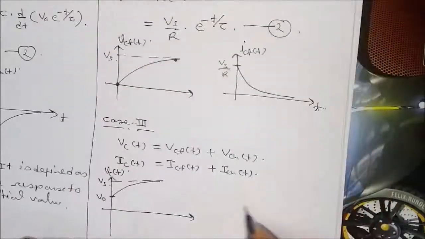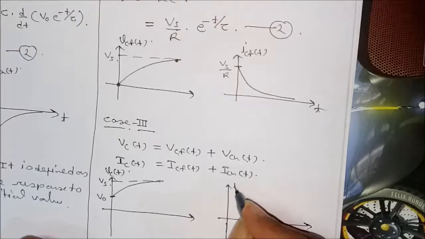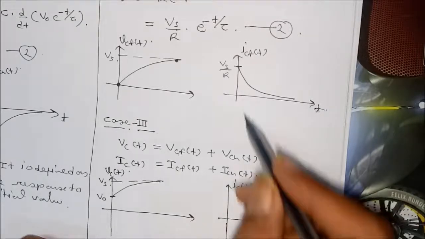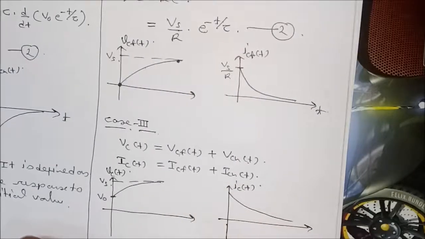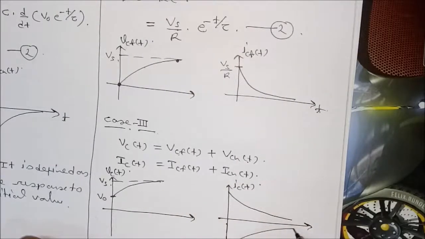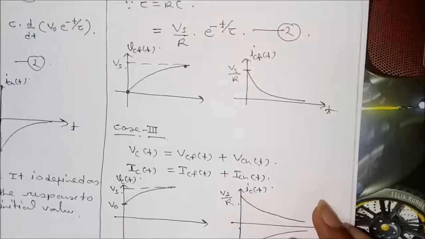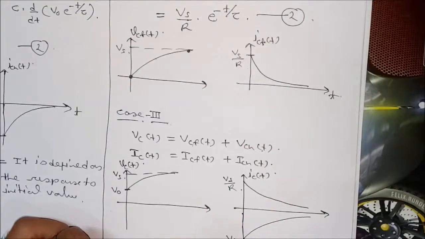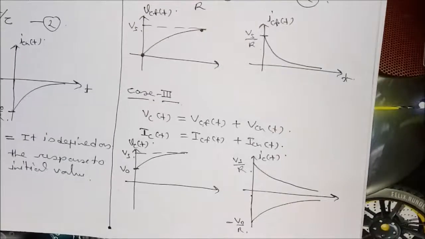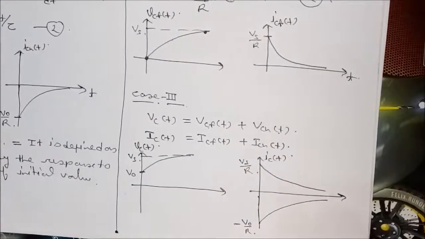This one is Vs. Similarly, if I want to get a current response, ICT, what will I get? This is CFT, and CNT was like this. This is Vs by R, and that one was minus V0 by R. Is it okay? So just make these two combinations and you will get the complete response of the system.